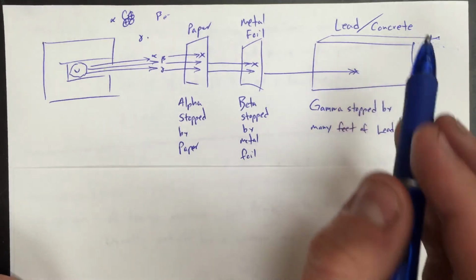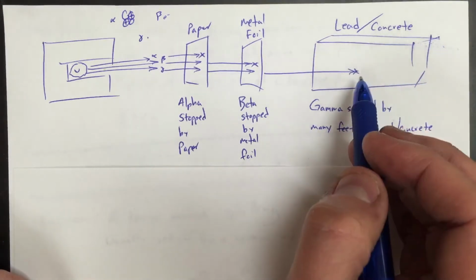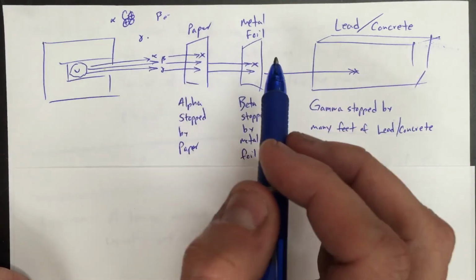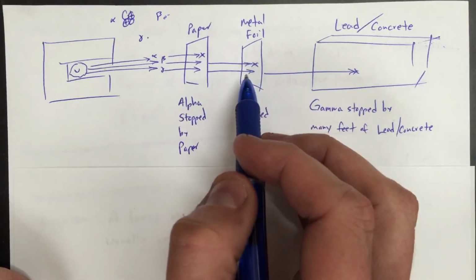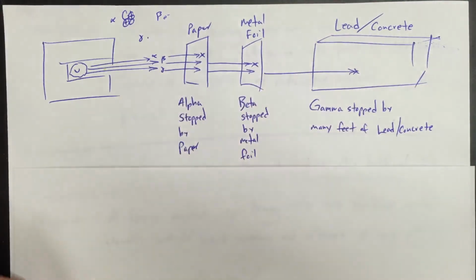So I think it's kind of ironic that we have basically concrete, which is rock, and then we have paper, and then we have metal foil, which essentially is scissors. We have rock, paper, and scissors, but yeah, whatever.